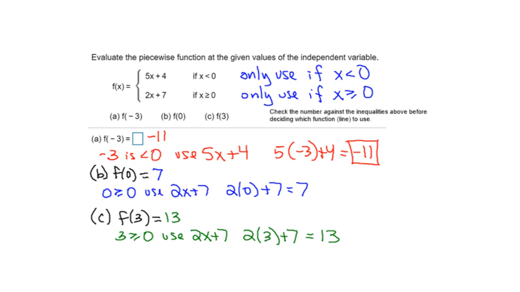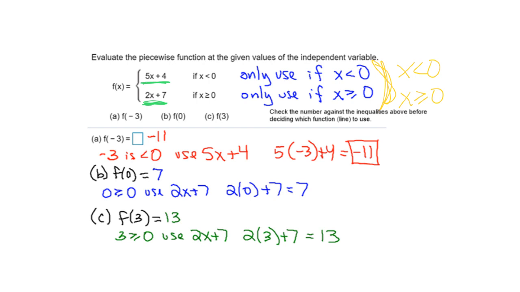Okay, so for this one, instead of an inequality, they're actually giving me a line. So I have this line, y equals 5x plus 4, and then I have this line, y equals 2x plus 7. And our deciding factor of which line we're going to use depends on x. If x is less than 0, I'm going to use the 5x plus 4. If x is greater than or equal to 0, I'm going to use the 2x plus 7.